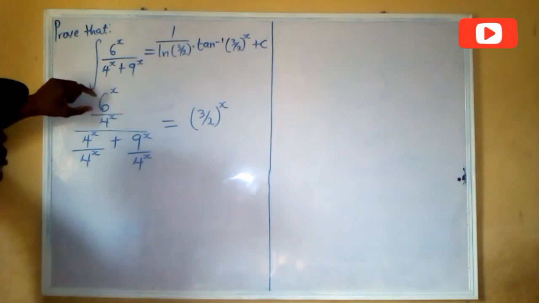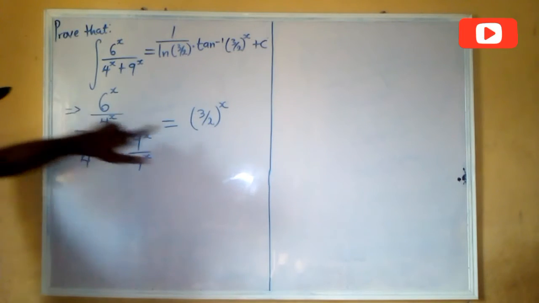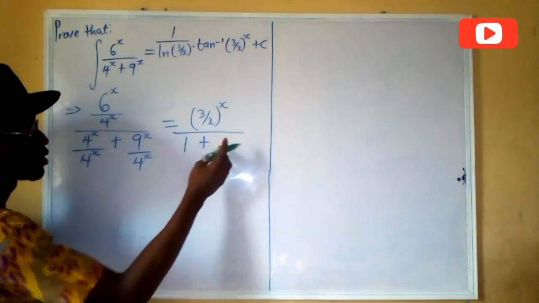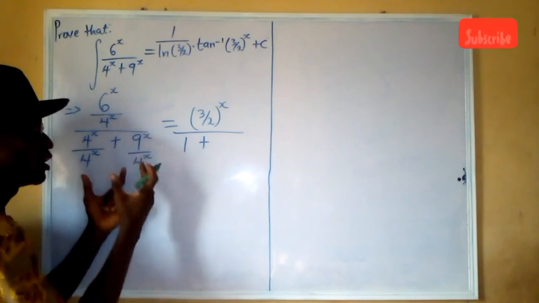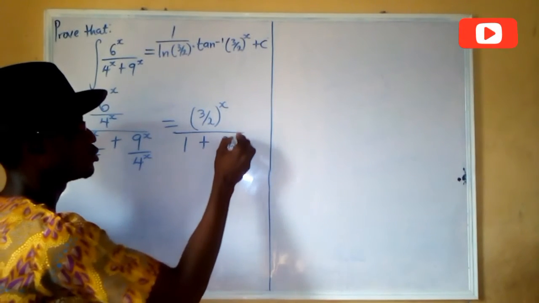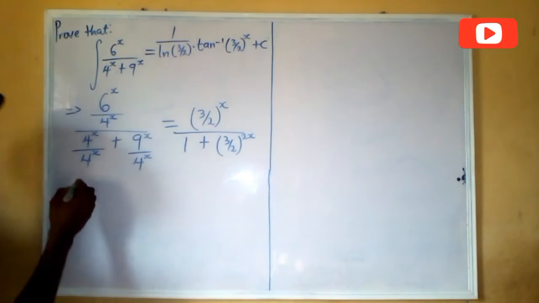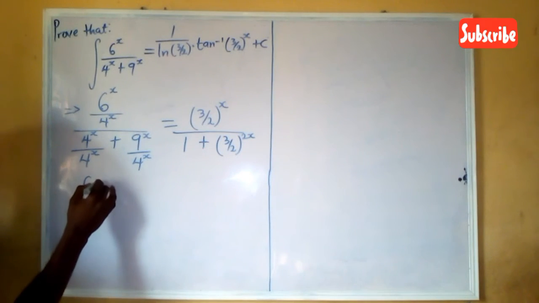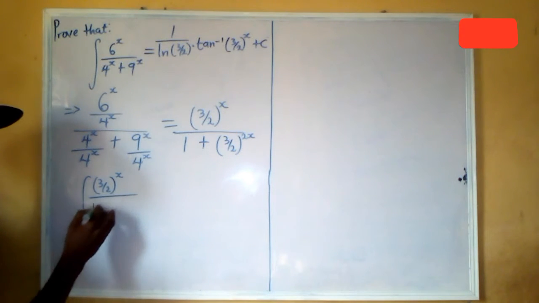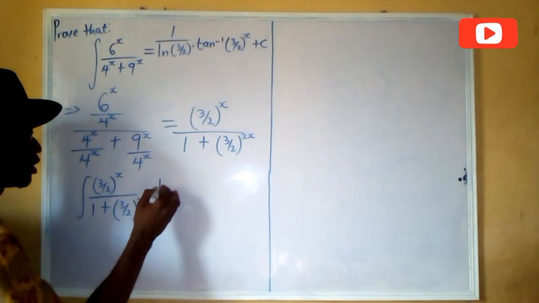You agree with me? Because when you factorize the x and later break down with 2, you have this. All over, this becomes 1 plus, when you factorize the x and also evaluate the index of 9 and 4, then you factorize, you have (3/2) raised to the power 2x. So the integral becomes the integral of (3/2) raised to the power x all over 1 plus (3/2) raised to the power 2x dx.